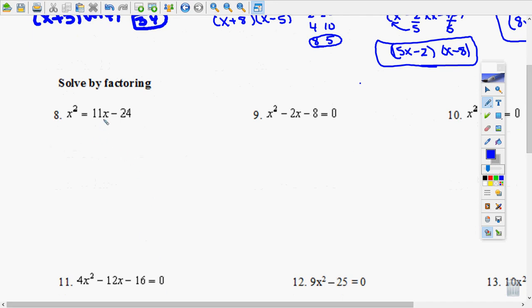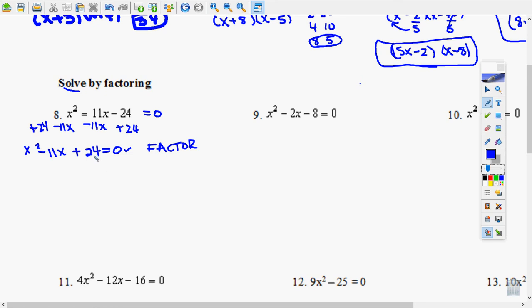So if we look at number 8, first thing we have to do whenever there's an equal sign, we're solving, we always have to set it equal to 0 first. So I'm going to minus 11x, minus 11x. I'm going to add 24, add 24. So I'm going to get x squared minus 11x plus 24 equals 0. So now it's set equal to 0. So now the next step is going to be to factor.